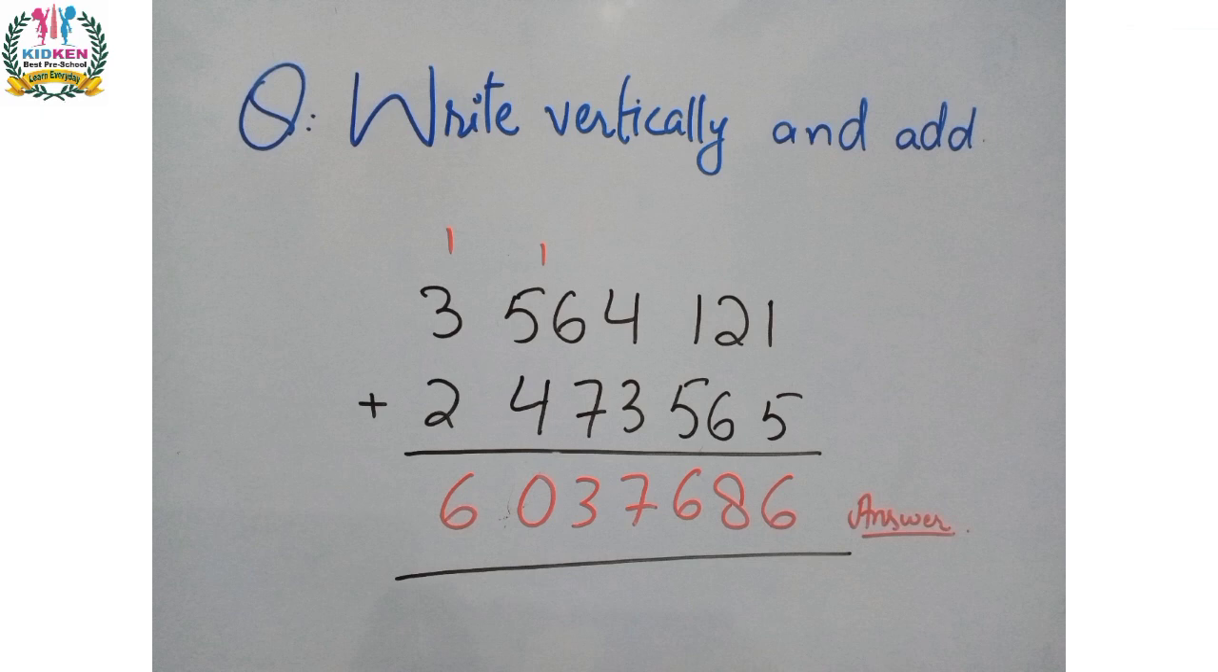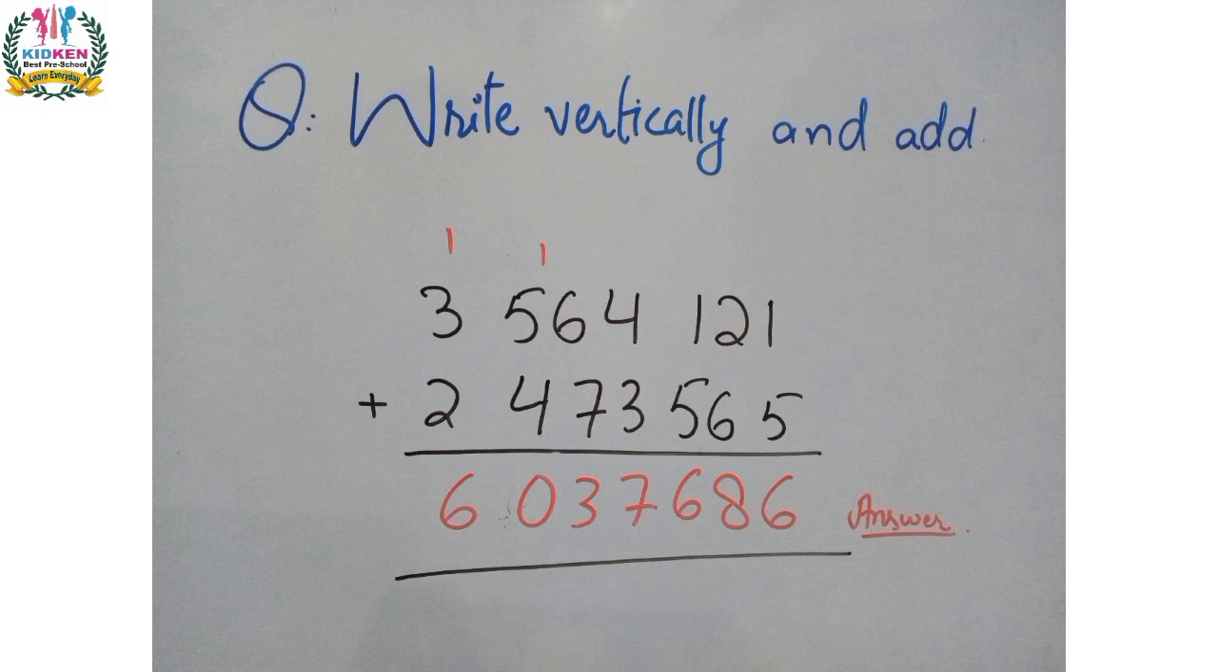So let's start our question, and the question is: write vertically and add. Simply write the question in vertical form and then add. We have 3, 5, 6, 4, 1, 2, 1, plus 2, 4, 7, 3, 5, 6, 5. Simply add the upper and lower values one by one.